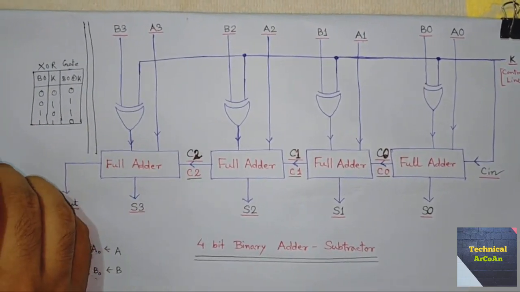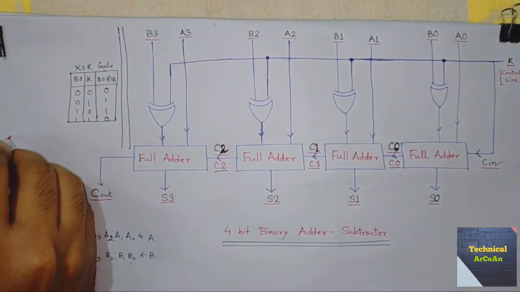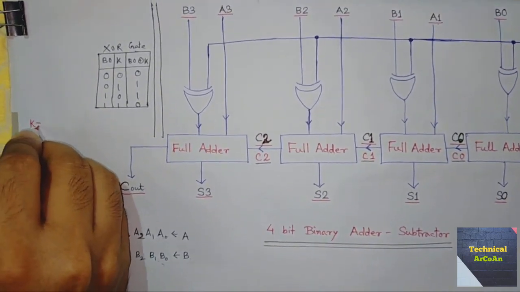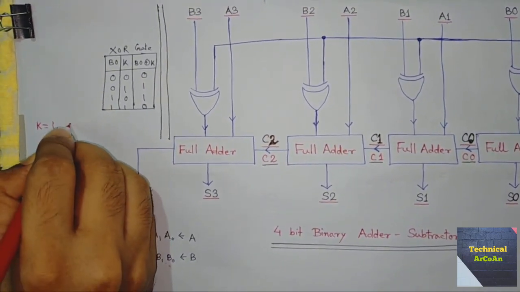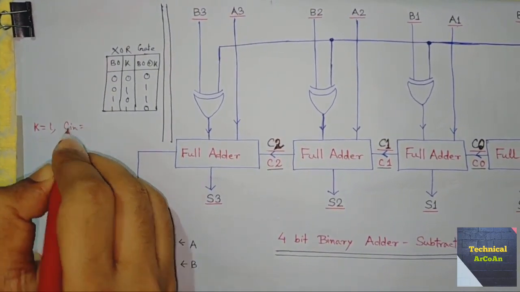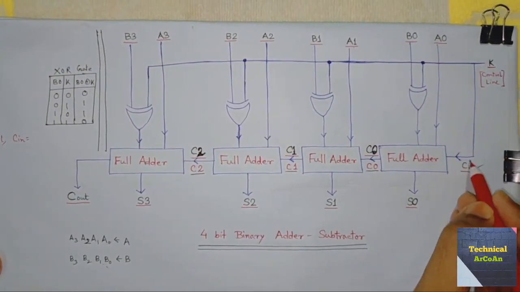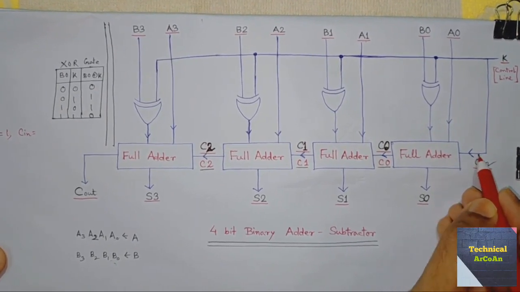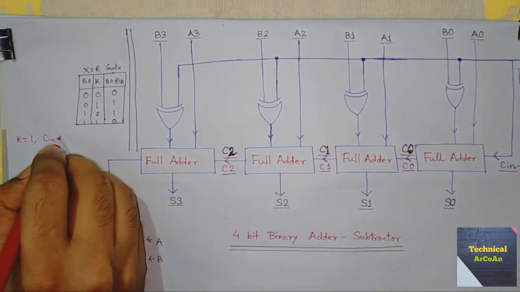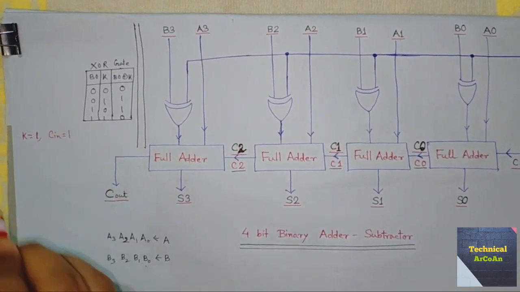Now as far as the first full adder is concerned, suppose K is equal to 1. In that case C in will also be 1, because if K is 1, C in also goes as 1. So K is 1, and C in is also 1.